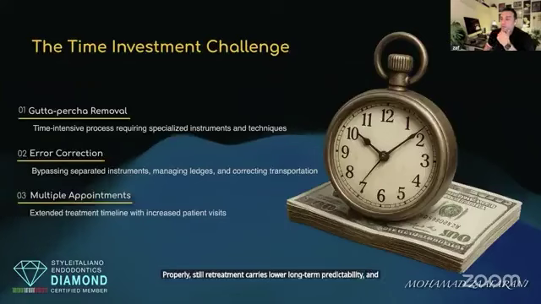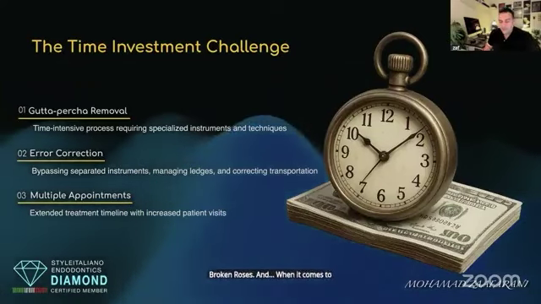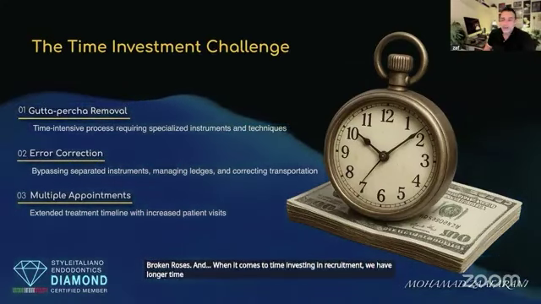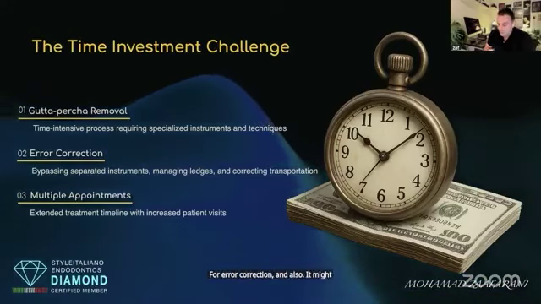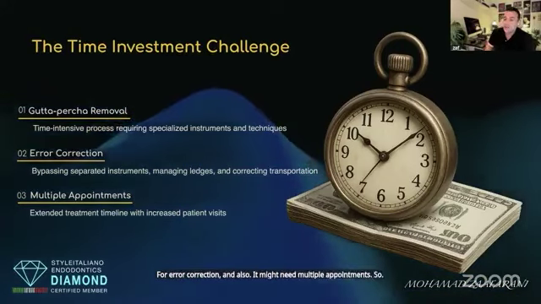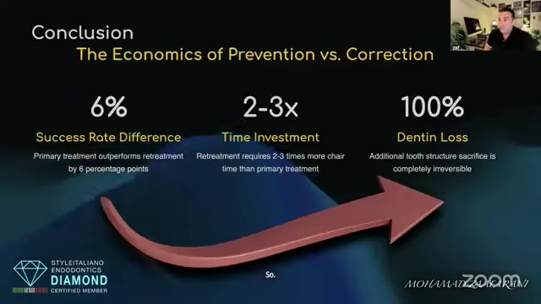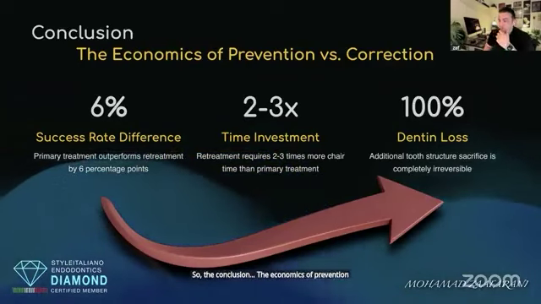So even if you did the treatment properly, still retreatment carries lower long-term predictability and for sure lower prognosis. And when it comes to time invested in retreatment, we have longer time for filling removal, for error correction, and also it might need multiple appointments. So these are like hidden costs in retreatment. So the conclusion, the economics of prevention versus correction.